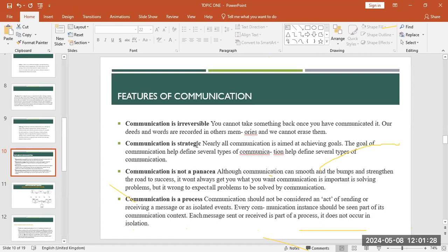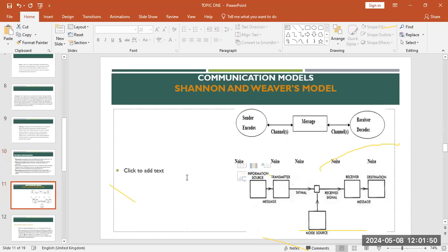But number 4, communication is a process. The process happens very fast, to the point that you cannot even tell that it is a process. It's a process that starts with the sender and ends with feedback. A very long process. Now, when you talk about the process of communication, we have various models of communication.